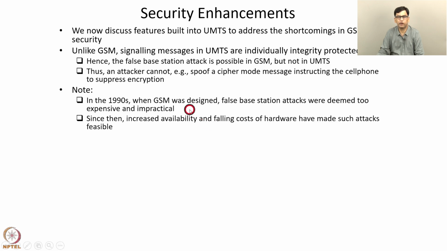The question is, why was integrity protection not provided in GSM? So in the 1990s, when GSM was designed, false base station attacks were considered too expensive and impractical. But since then, increased availability of hardware and the falling cost of hardware have made such attacks feasible. So hence it became necessary to defend against cipher mode attacks. Hence UMTS incorporated message integrity into commands. So it can defend against such false base station attacks and similar attacks.